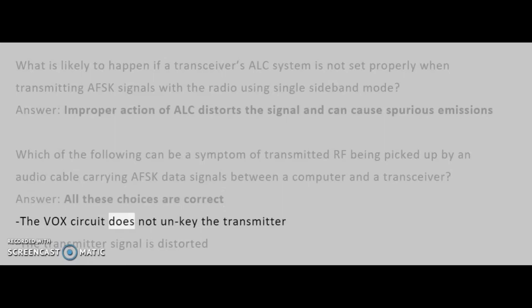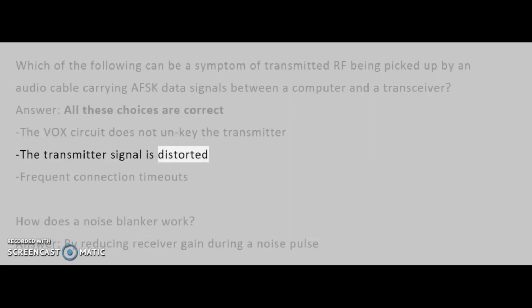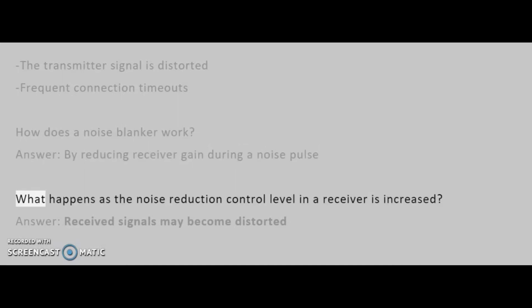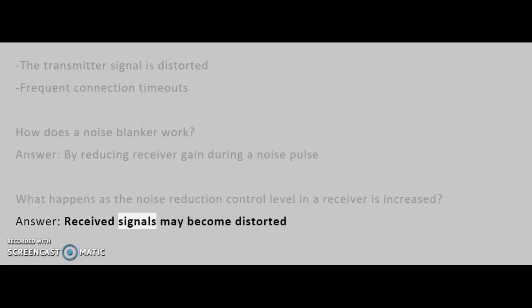The VOX circuit does not unkey the transmitter. The transmitter signal is distorted. Frequent connection timeouts. How does a noise blanker work? Answer: By reducing receiver gain during a noise pulse. What happens as the noise reduction control level in a receiver is increased? Answer: Received signals may become distorted.